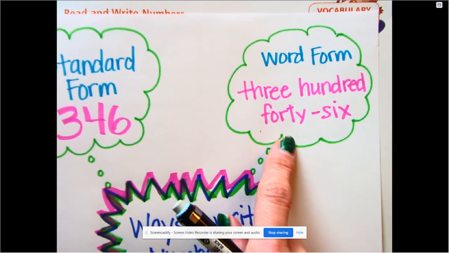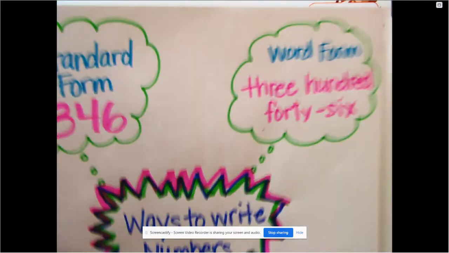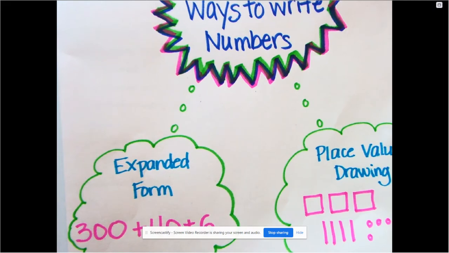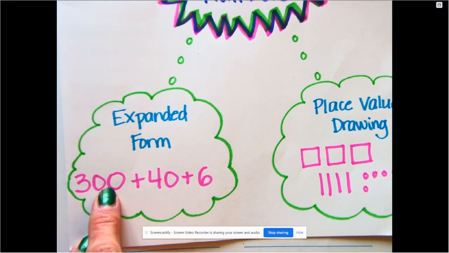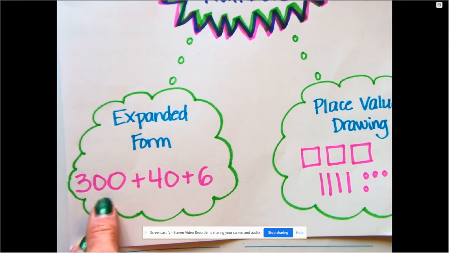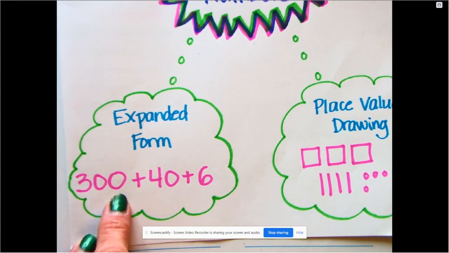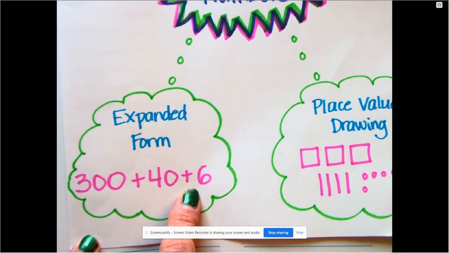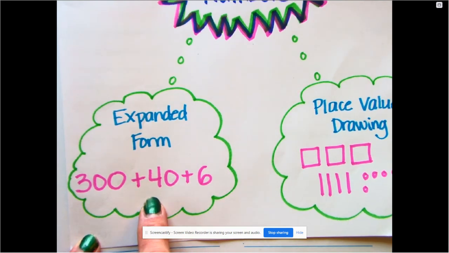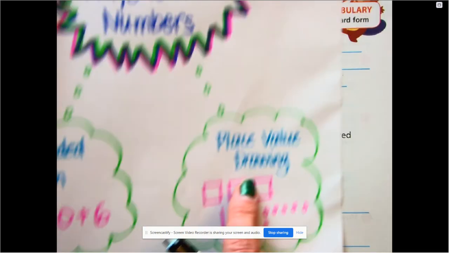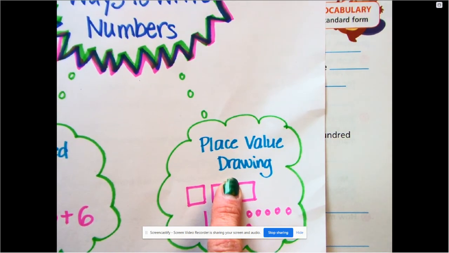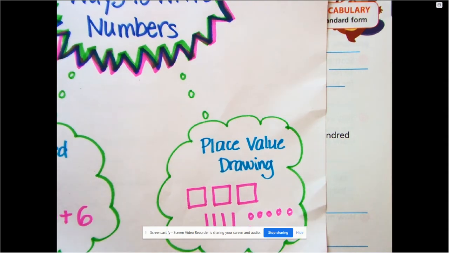Remember, there's still the word form. There's the expanded form, and we really learned a couple different ways to write that, right? We could say 300, or I could say 3, and then the word hundreds. Remember those two different ways. 40 and 6, or I could write 4 tens and 6 ones. So I'll add that to this list. And then we have our place value drawings. Sometimes those are called base 10 drawings. You might have recognized that phrase from some of the online testing that we do.